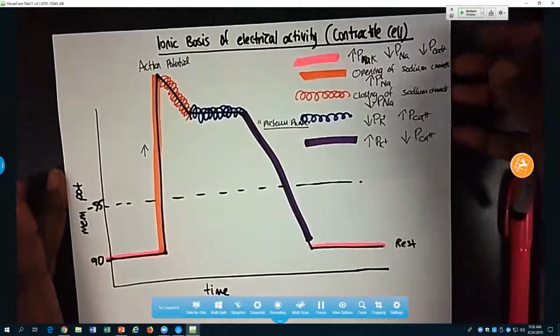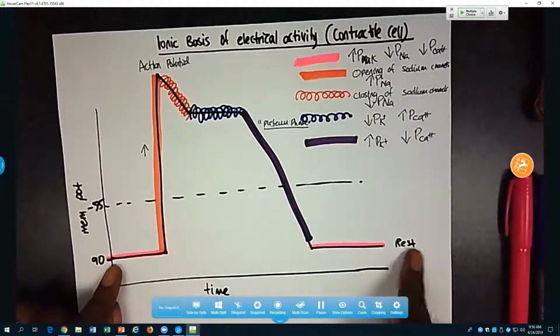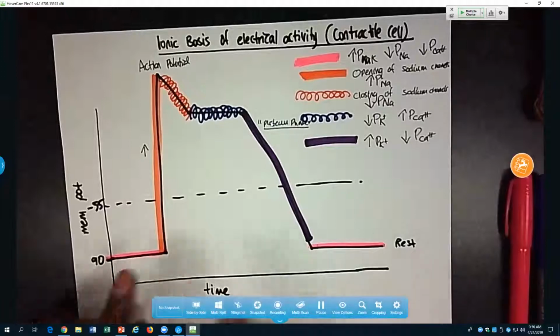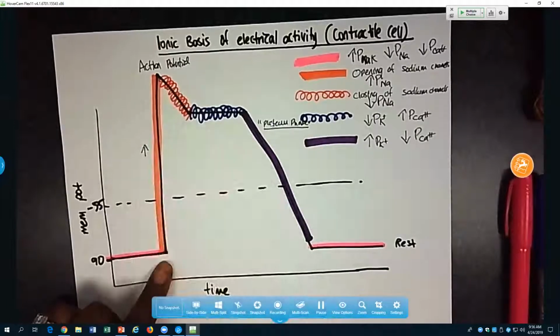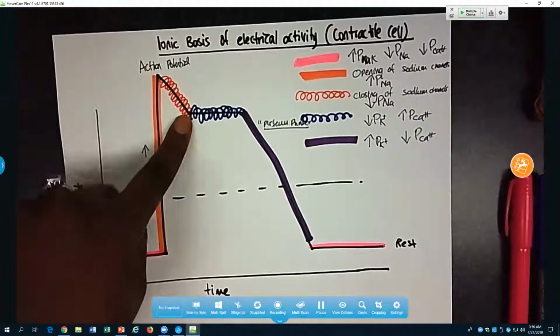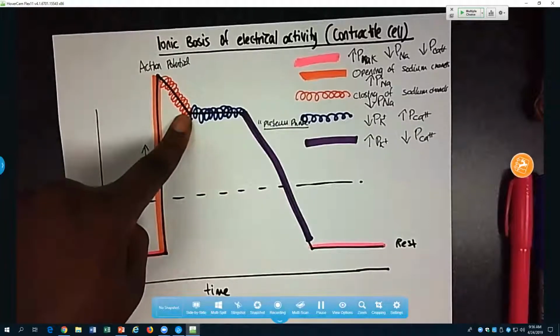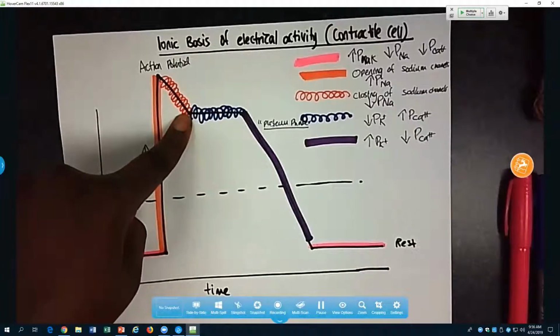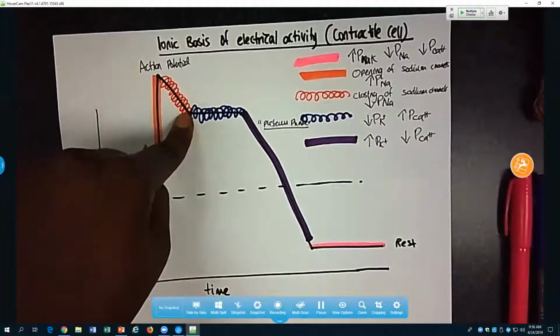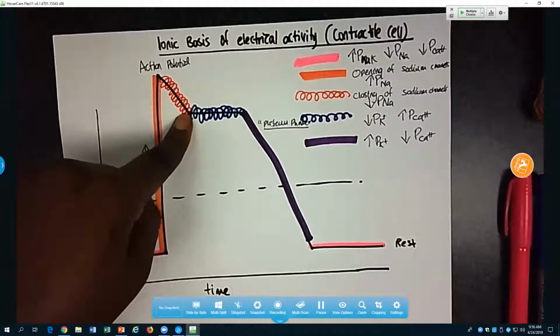Okay, so let's go over that one more time. We start off at rest. We open up sodium channels first. That causes sodium to rush in. The membrane depolarizes. We fire an action potential. We then close those sodium channels, but we still have the movement of potassium at this point. And if potassium is moving, it's going to be going out of the cell. That's where its electrical gradient is. It's going to be moving out, and so the membrane is going to start repolarizing.